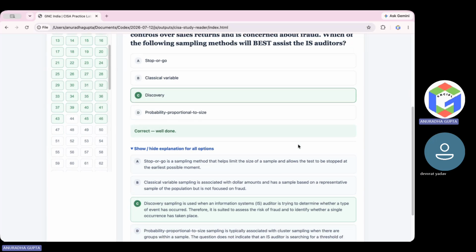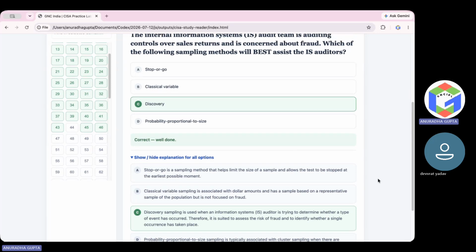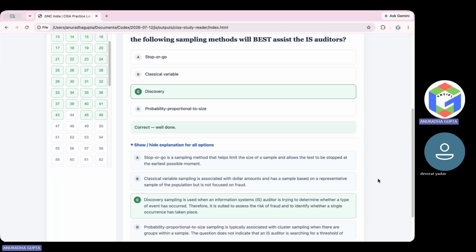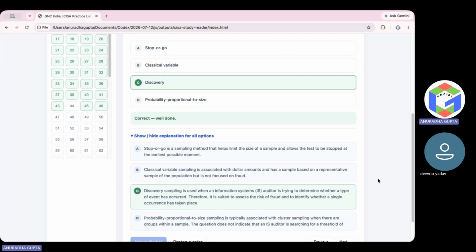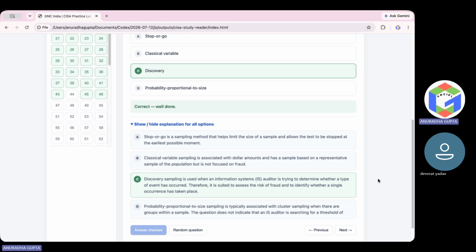So, stop or go is a sampling method that helps limit the size of a sample and allows the test to be stopped at the earliest possible moment. Classification variable sampling is associated with the dollar amount and has a sample based on a representative sample of the population but is not focused on fraud. Discovery sampling is used when an IS auditor is trying to determine whether a type of event has occurred. Therefore, it is suited to assess the risk of fraud and to identify whether a single occurrence has taken place. So discovery sampling is the best one.